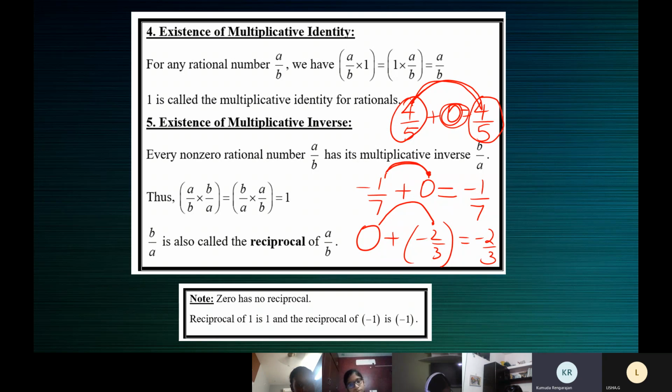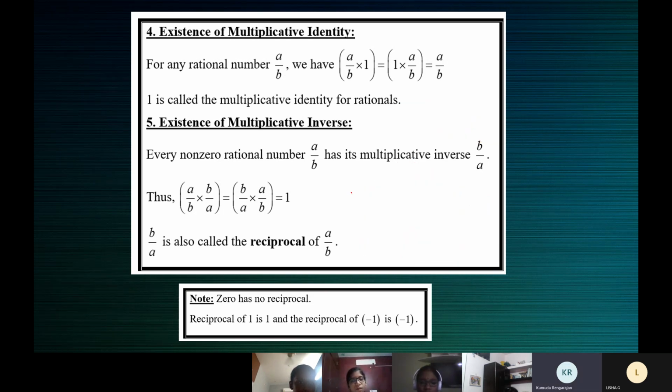0 added to a rational number, or a rational number added to 0, will give you the rational number itself as the answer. So 0 is called the additive identity. Additive identity. No, this is multiplicative identity, what you see now on your screen. 0 is the identity for addition. Additive identity. What's the additive inverse?